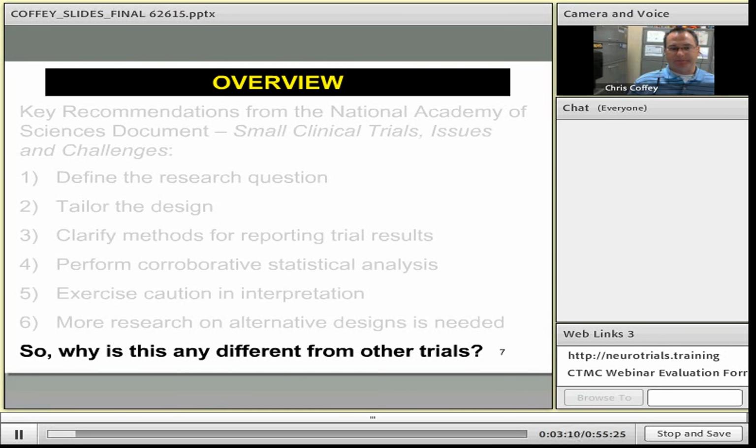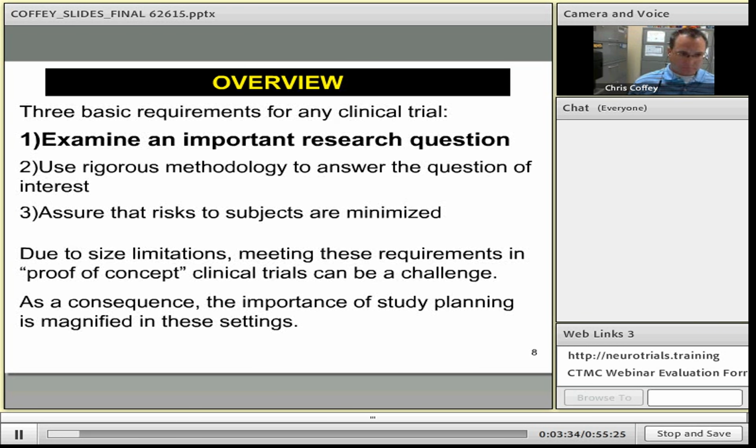Next slide, please. The thing that becomes most crystal clear from that is those are really no different than the things that are important in large phase three trials. So the take home from this, which you have to keep in the back of your mind as you're developing a protocol for an early phase trial, is that the overall principles aren't any different.